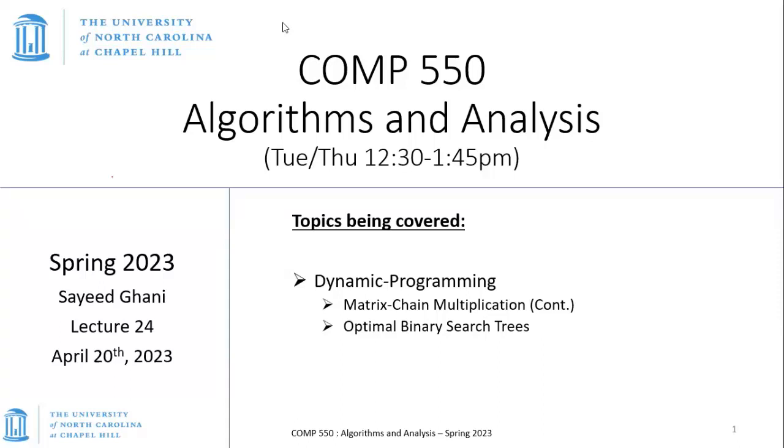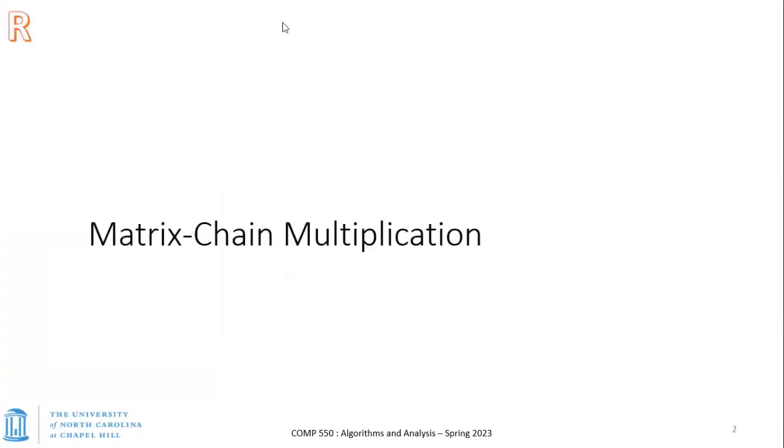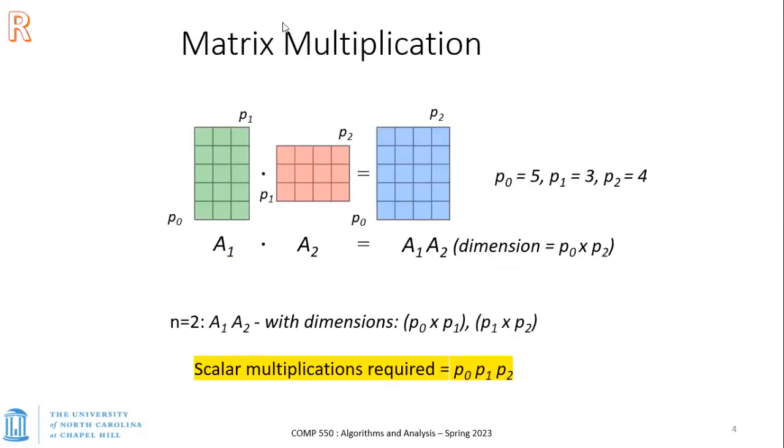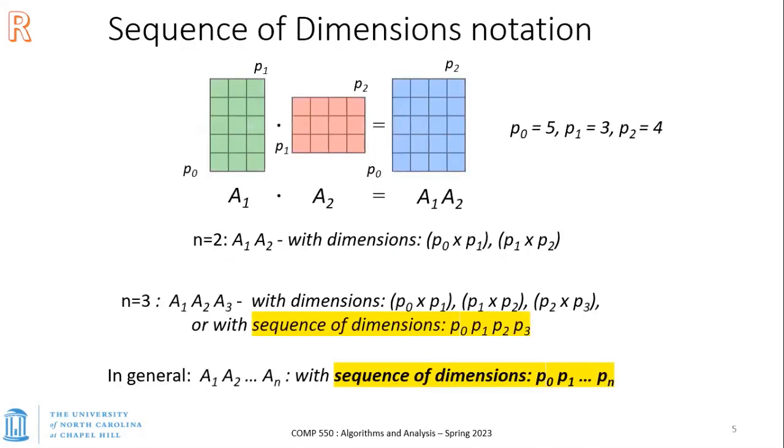Let's continue on from where we left off in the matrix chain multiplication problem. And to do a really quick review, the idea was that we have a series of matrices of different sizes, n of these, and we want to minimize the number of scalar multiplications. And we know how to do matrix multiplication. And if you have 3 matrices, then this is the number of scalar multiplications required. That depends on the size of the two matrices.